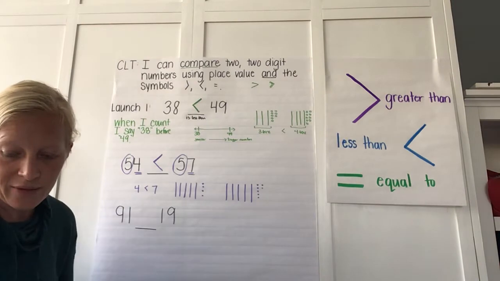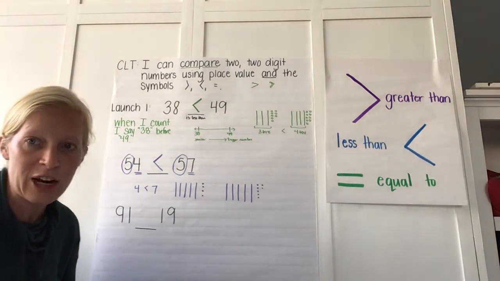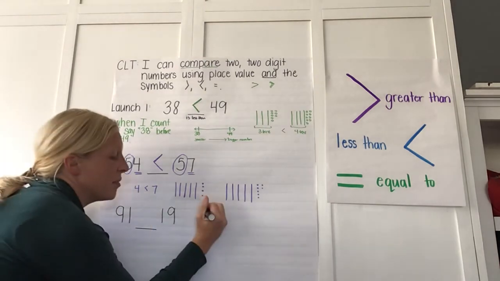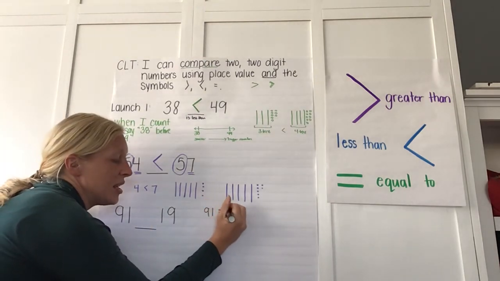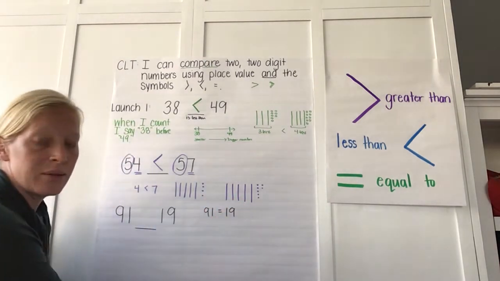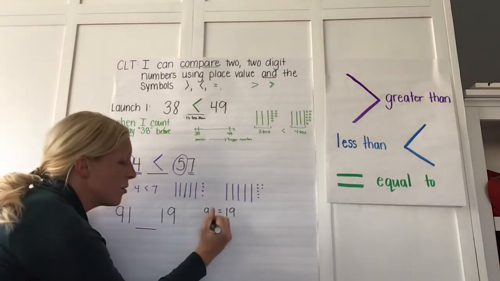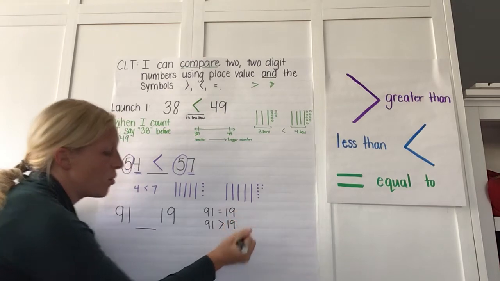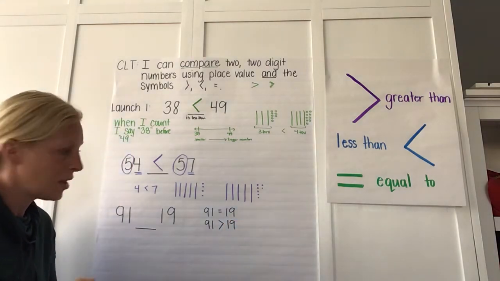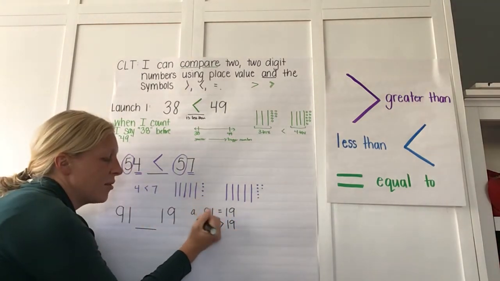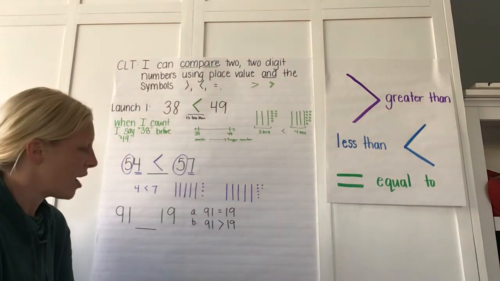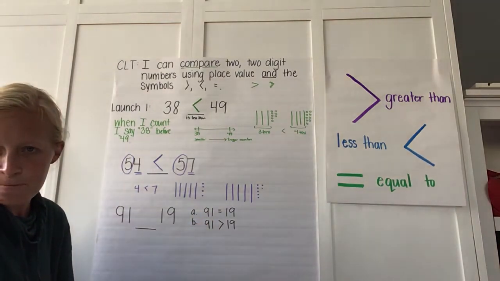Okay, so I have a couple friends who are thinking something different. Ooh, all right, let me write down what our thoughts are. Somebody says this one is equal to this one. All right. Someone else says this one is greater than this one. If you think it's A, raise your hand. Okay, if you think it's B, raise your hand.